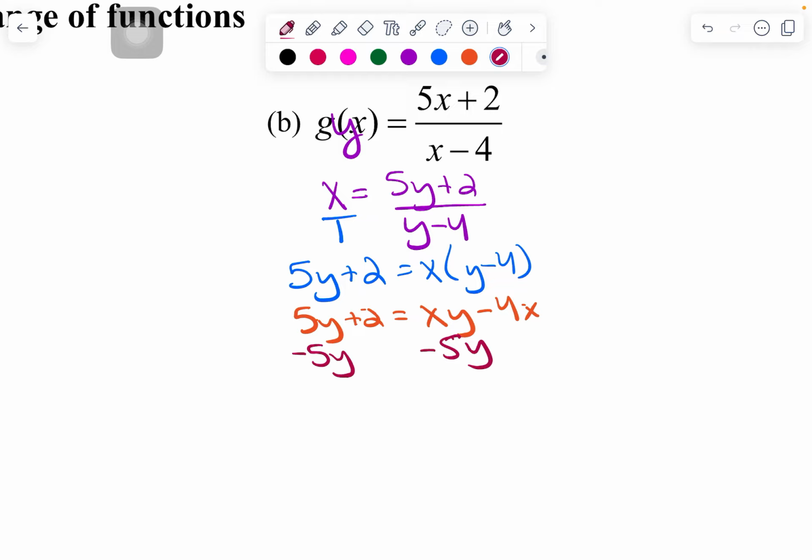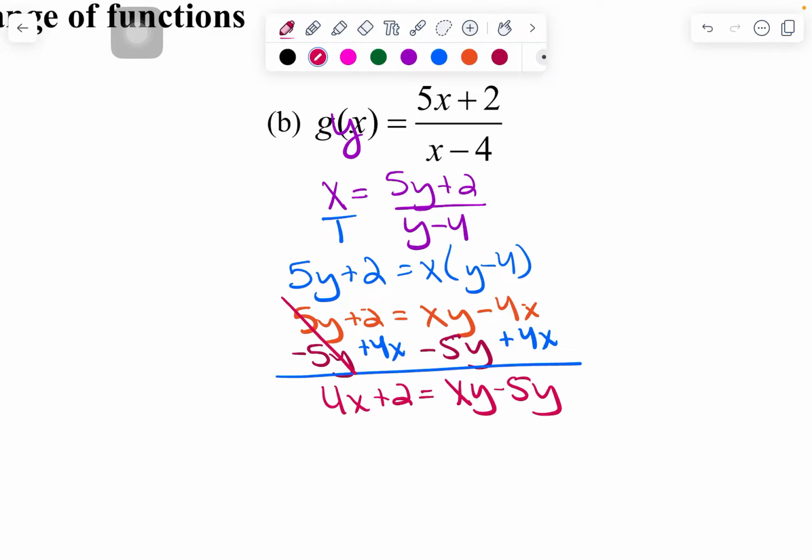The exact same time I'm doing that to move my y term to the right side, I'm going to go ahead and take the non-y term, in this case minus 4x, and move it to the left side, right? These are unrelated to each other, so I am welcome to do that. So I'm going to add 4x, add 4x. Okay, so let's see if I can combine and collect and put this all together here. So 5y minus 5y is going to be gone, and I'm left with 4x plus 2 or 2 plus 4x. It won't matter. And then xy minus 5y minus 4x plus 4x is going to cancel.